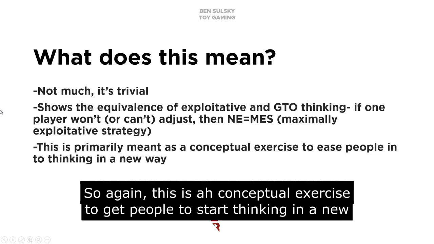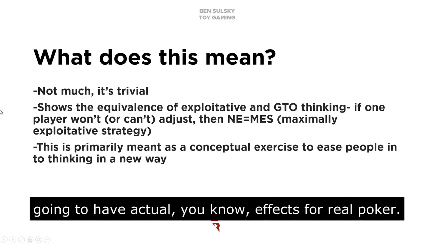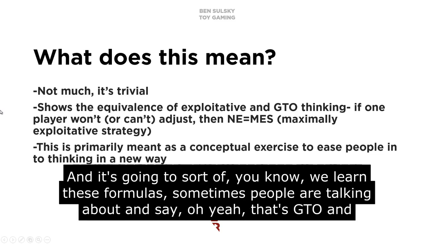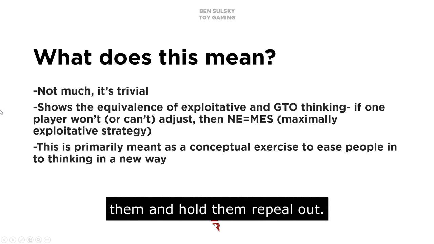So again, this is a conceptual exercise to get people to start thinking in a new way. And then after this, we're going to get into some more interesting toy games that are going to have actual effects for real poker. We learn these formulas sometimes when people are talking about GTO and say, oh yeah, that's GTO. And really what they're doing is they're talking about solutions to toy games and applying them to limit hold'em or no limit hold'em or PLO.